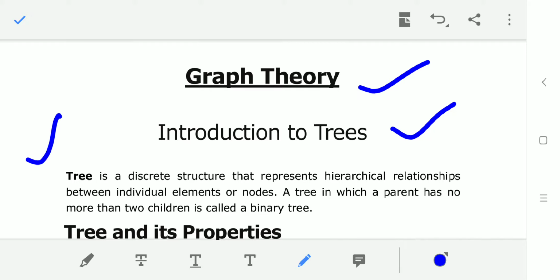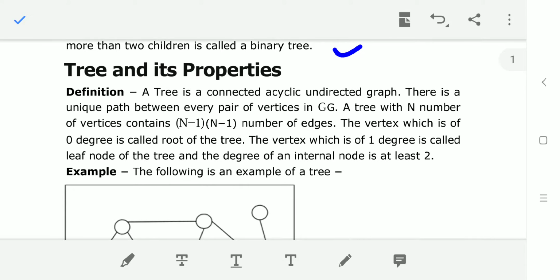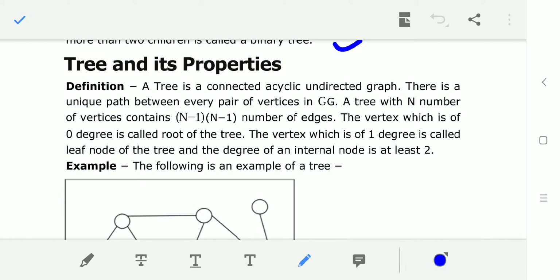A tree in which a parent has no more than two children is called a tree and its properties.